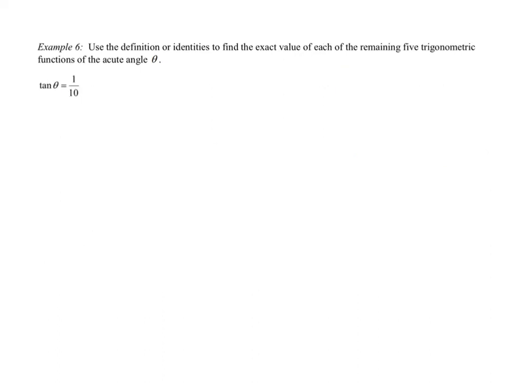Okay, example 6 is very similar to example 5, and so we're going to do this basically the exact same way. First of all, by drawing a picture of a right triangle here, and I'm going to put an angle theta here. And it says that the tangent of theta is going to be 1 over 10. So remember that tangent is opposite over adjacent. So I want my opposite side of theta to be 1. So that would be here. This would be 1. And I want my adjacent side to be 10. That means I need to find the hypotenuse.